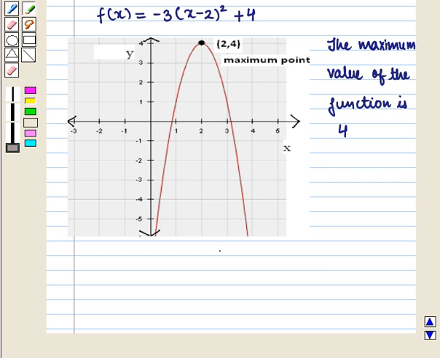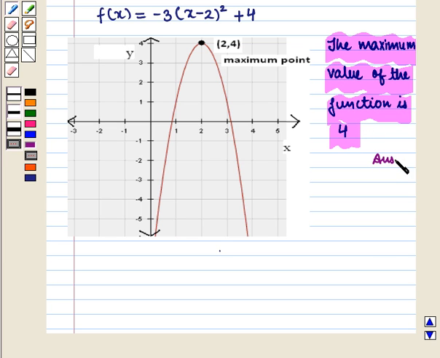Now, if we see the graph of this function, that is f(x) = -3(x - 2)^2 + 4, we see that here the maximum value is the maximum y value on the graph, and that is equal to 4. This is the required answer.